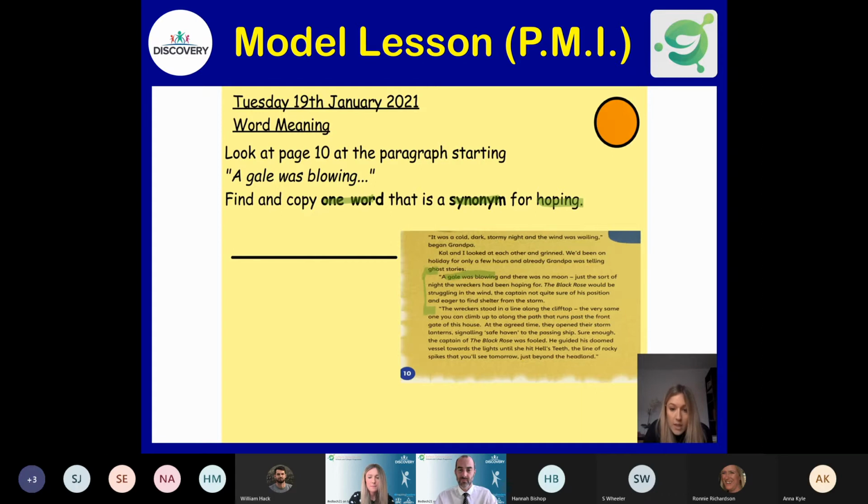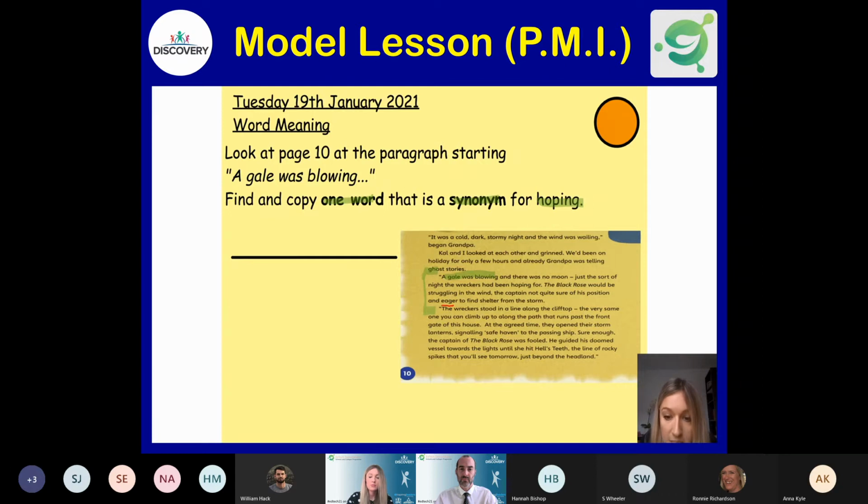The Black Rose would be struggling in the wind. The captain was not quite sure of his position and eager to find shelter from the storm. Okay, so if I'm having a look at this, I know that the word eager, if you're eager for something to happen, you want something to happen. So if I replace that word eager with hoping, does it fit?